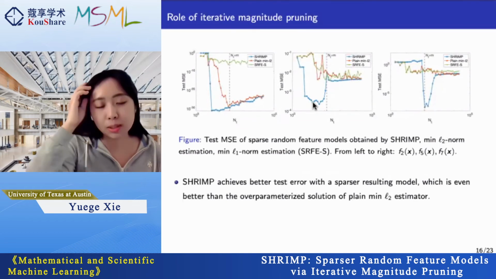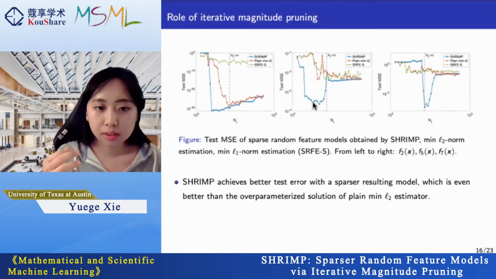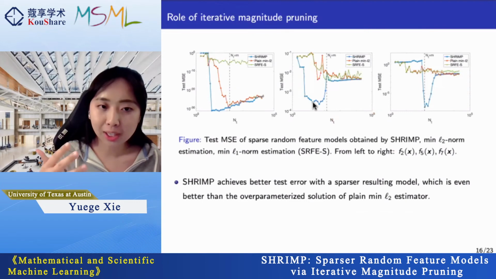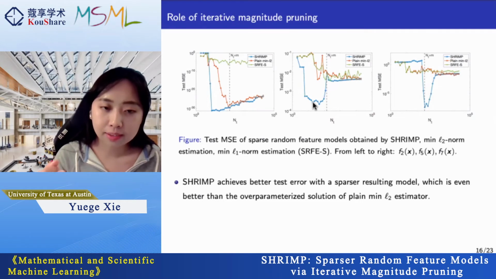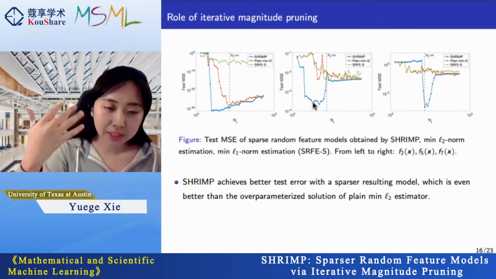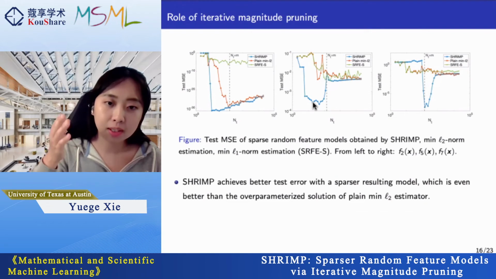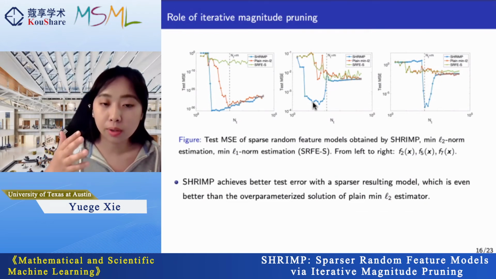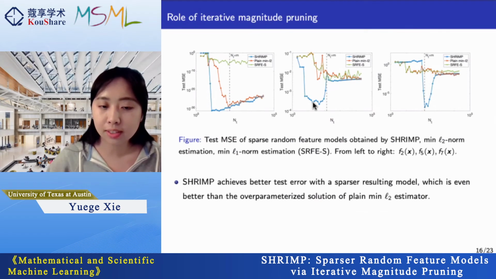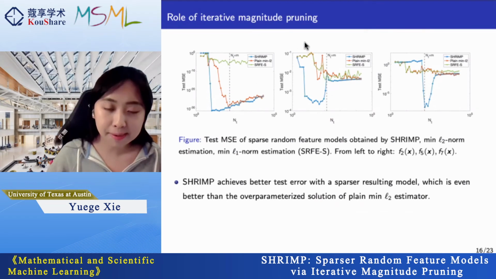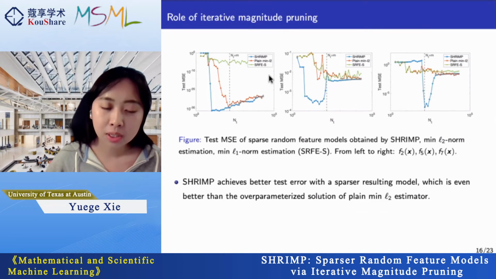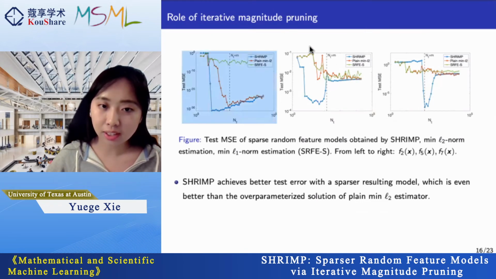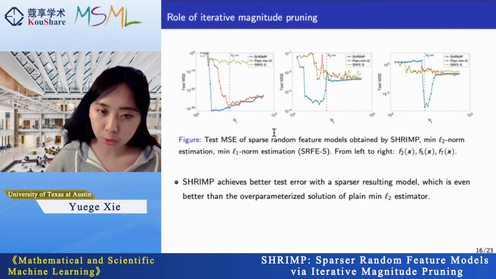And beyond this, the question we would like to ask is, if we do the random pruning without rewinding and without the iterative process, can we just train on a certain number of features and will that kind of model obtain similar or better results than SHRIMP? So do we indeed need the iterative magnitude pruning?